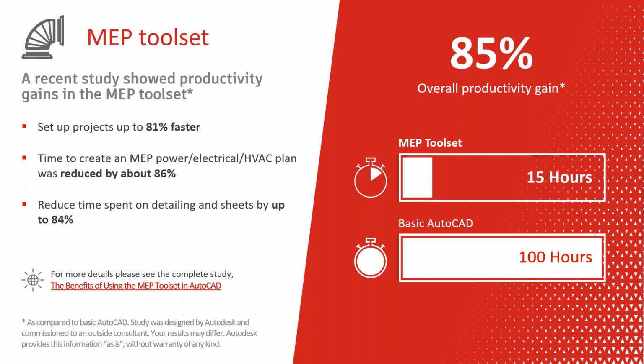You can create MEP power, electrical, HVAC plans, and the time reduced to create those, about 86% less. That's really quite an amazing statistic when you think about it. And you can reduce the time spent on detailing and creating new sheets for your MEP project as well. And again, you're saving up to 84% of your time.